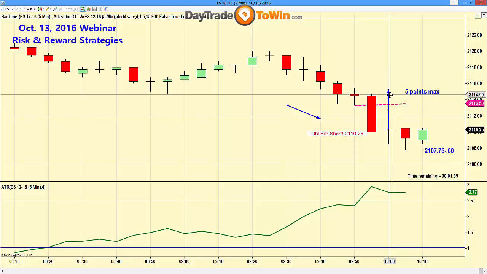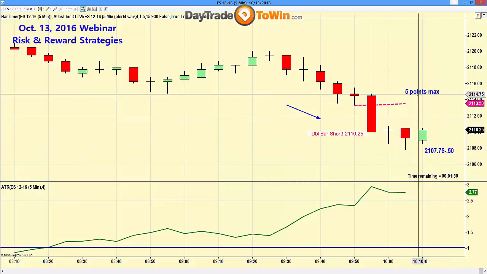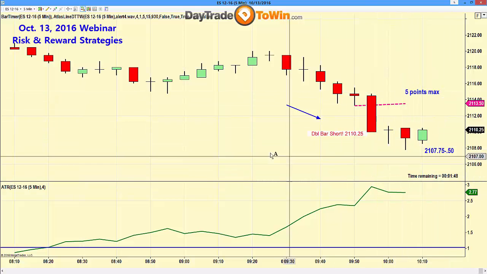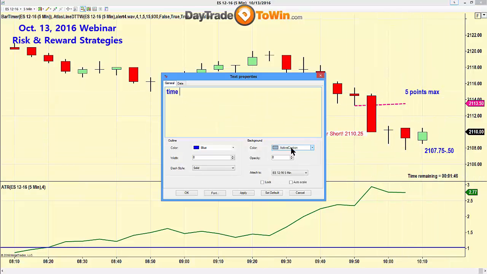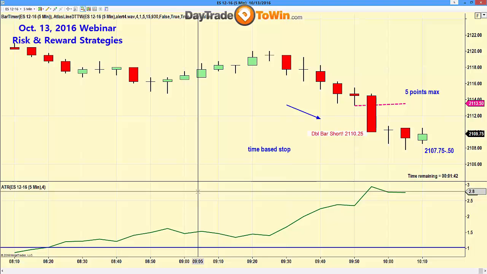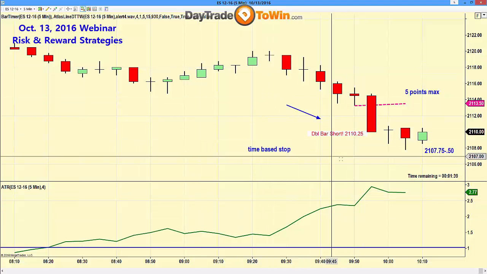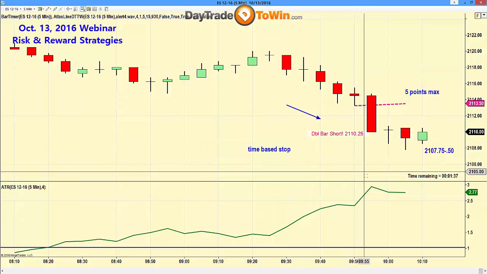Trade when the market is a little bit slower and you risk less. Instead of just using this catastrophic stop, there's also what I call a time-based stop. And a time-based stop is a little different for the methods that I teach in the Atlas line. It would be 4 bars after you enter.